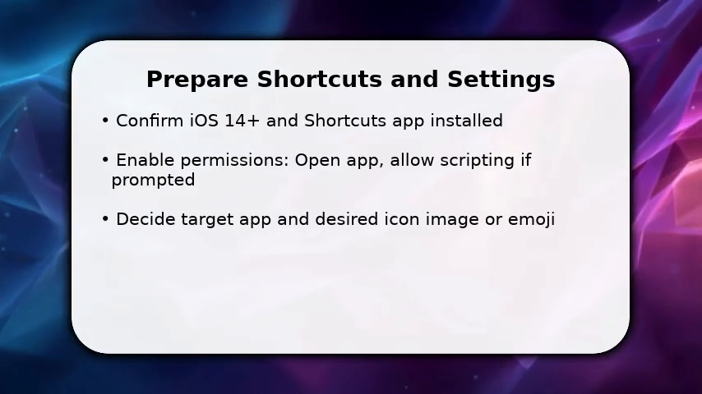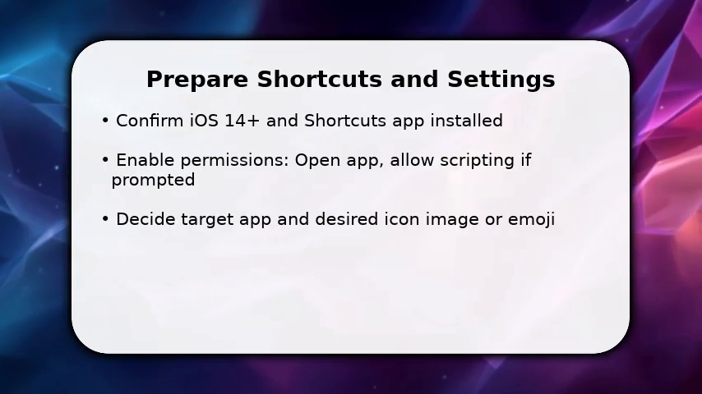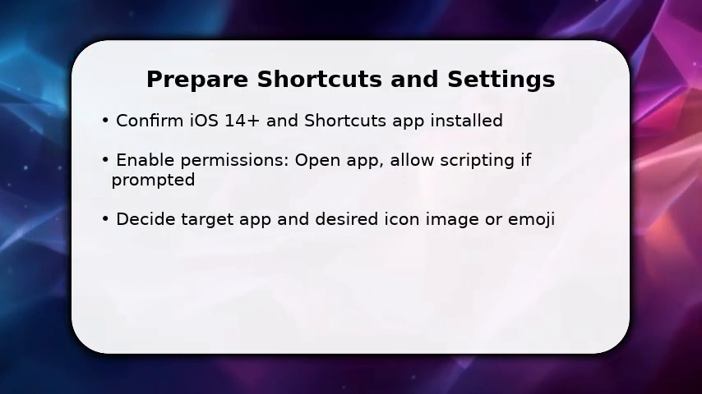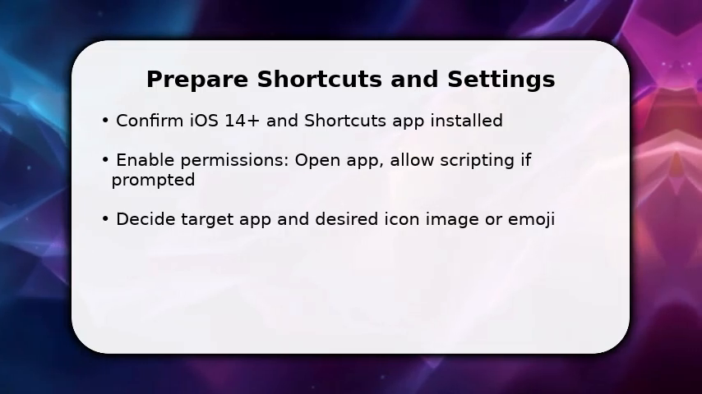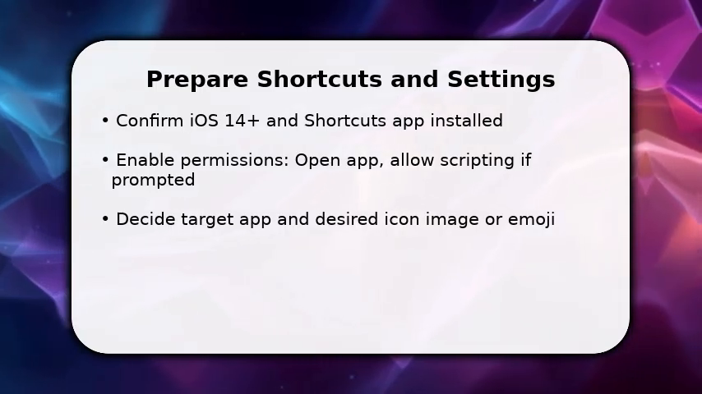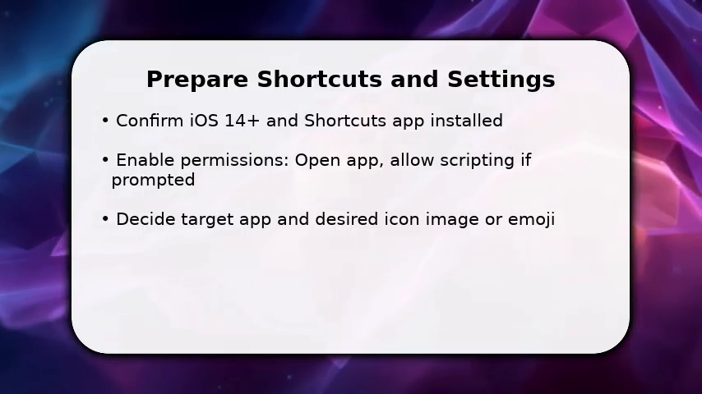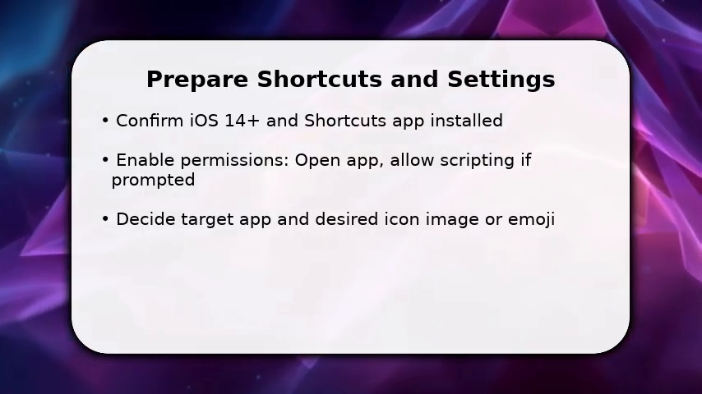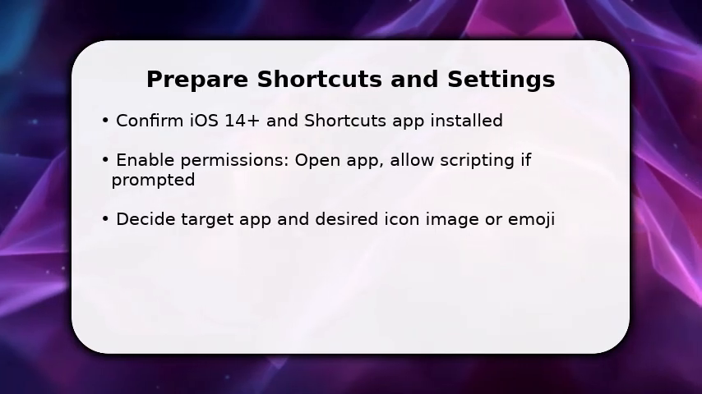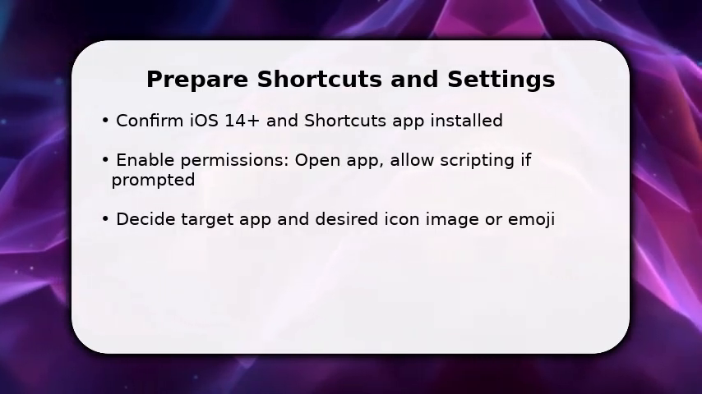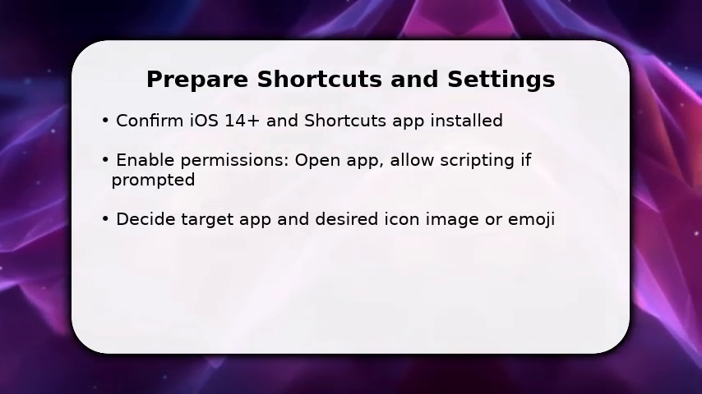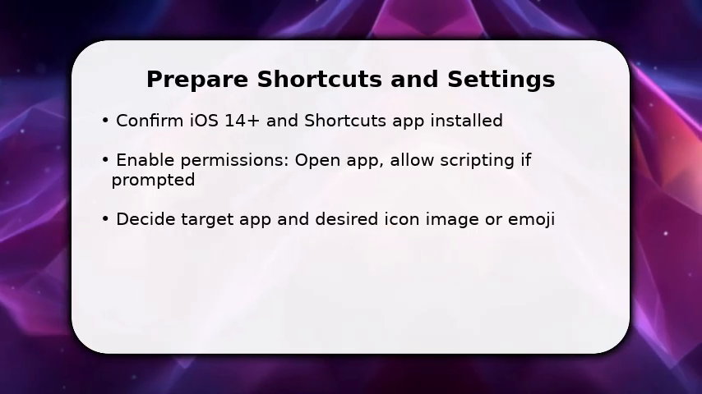You start by ensuring the Shortcuts app is ready. Open it now. Once done, make sure iOS is up to date and Shortcuts has any requested permissions so automation runs. You pick the app you want bookmarked and choose a custom icon or emoji ahead of time to make identification instant. This preparation speeds the process and prevents interruptions. Without it, you'll pause mid-setup.